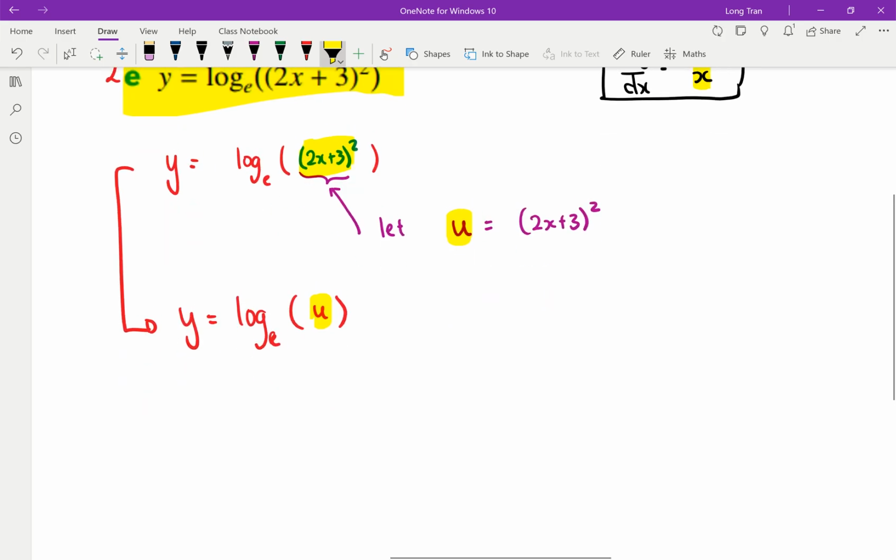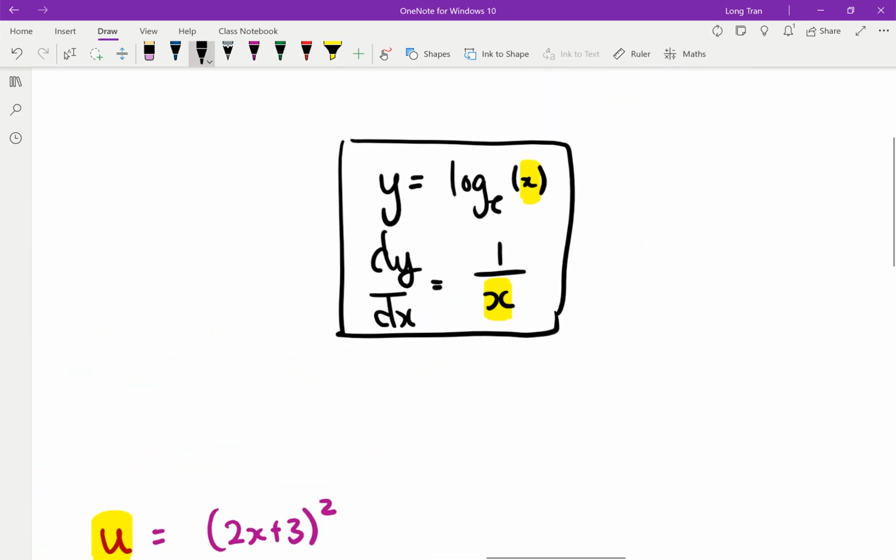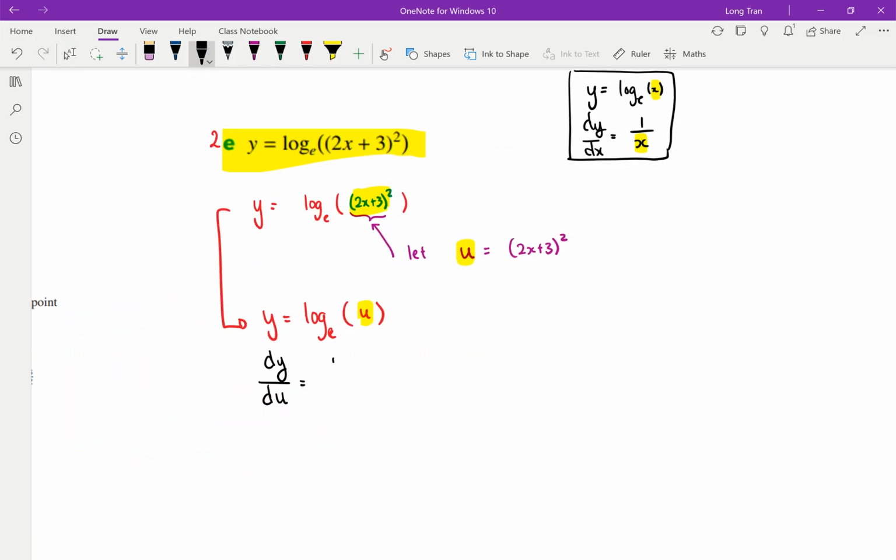That simplifies the problem so that we can actually find the derivative of it, but it won't be dy/dx like we originally wanted. We now have dy/du. And based on the rule that we have over here, we know that the derivative must then be 1 on u. So I've got dy/du.